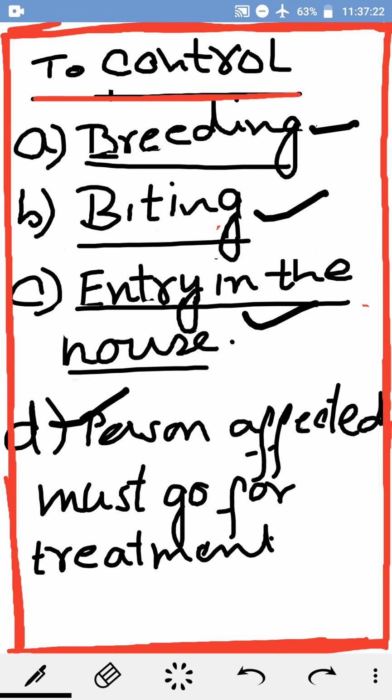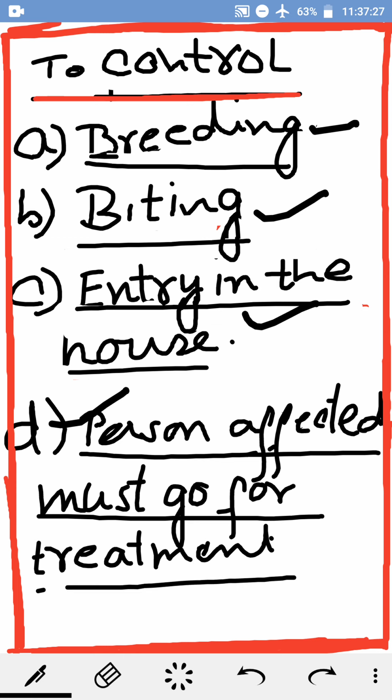Also, the person affected must go for treatment, because if the person is not treated, he becomes a source of infection. So if we take these control measures, certainly the spread of these mosquito borne diseases can be controlled.